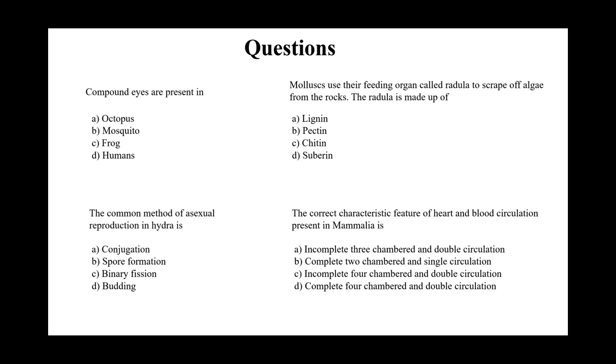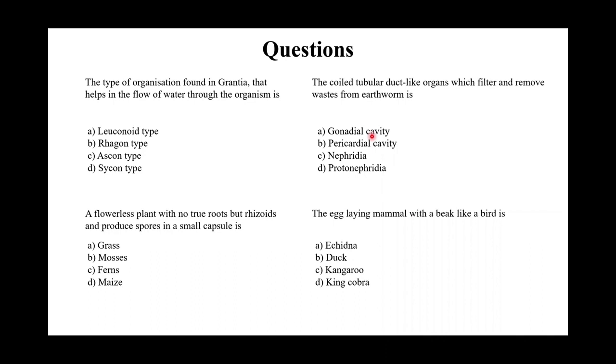Then you have the coiled tubular duct-like organs which filter and remove waste from an earthworm. So you have these different structures, and you need to know which one is used for excretion. And then you have an egg-laying mammal with a beak-like bird. You can guess this if you just imagine the organism and which type of organism it is.